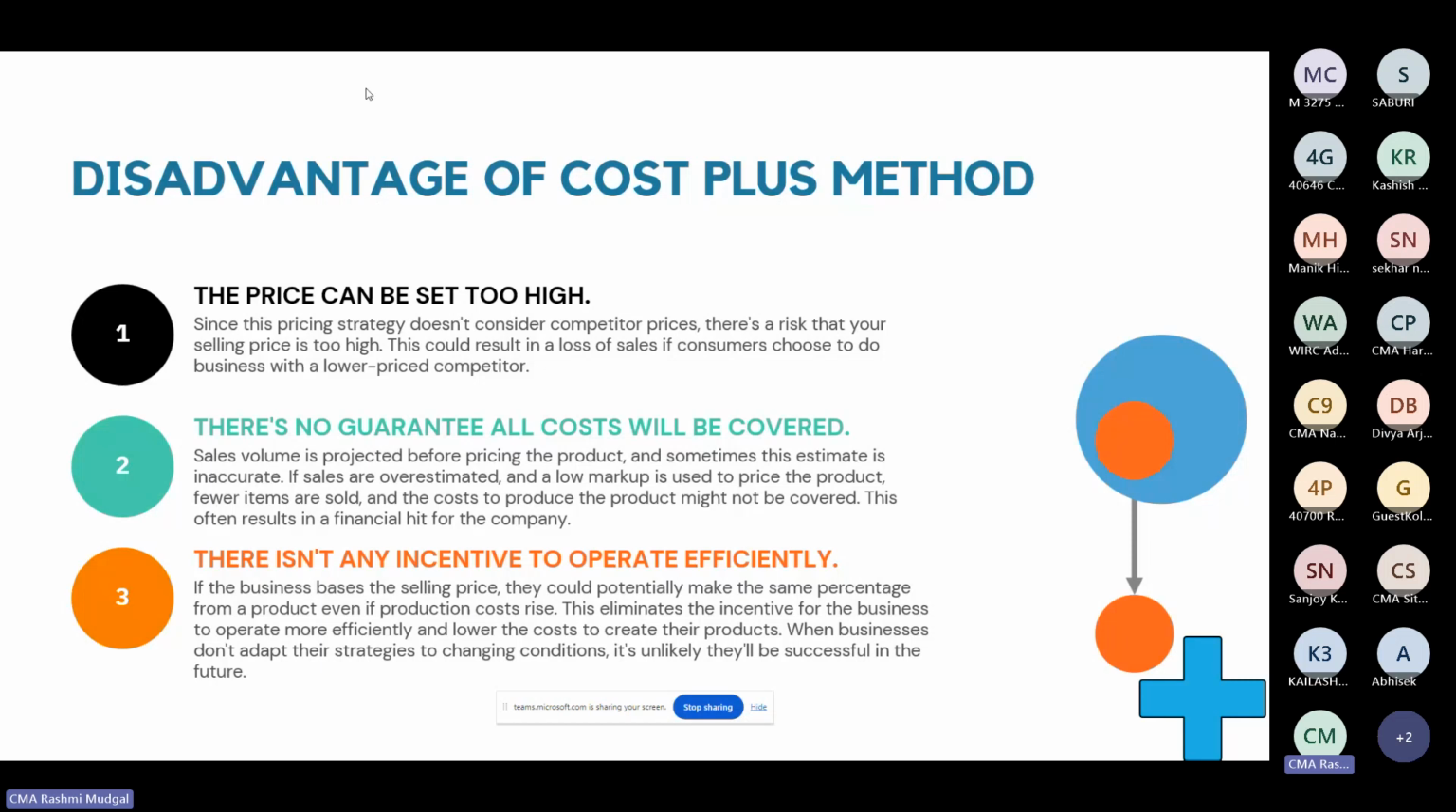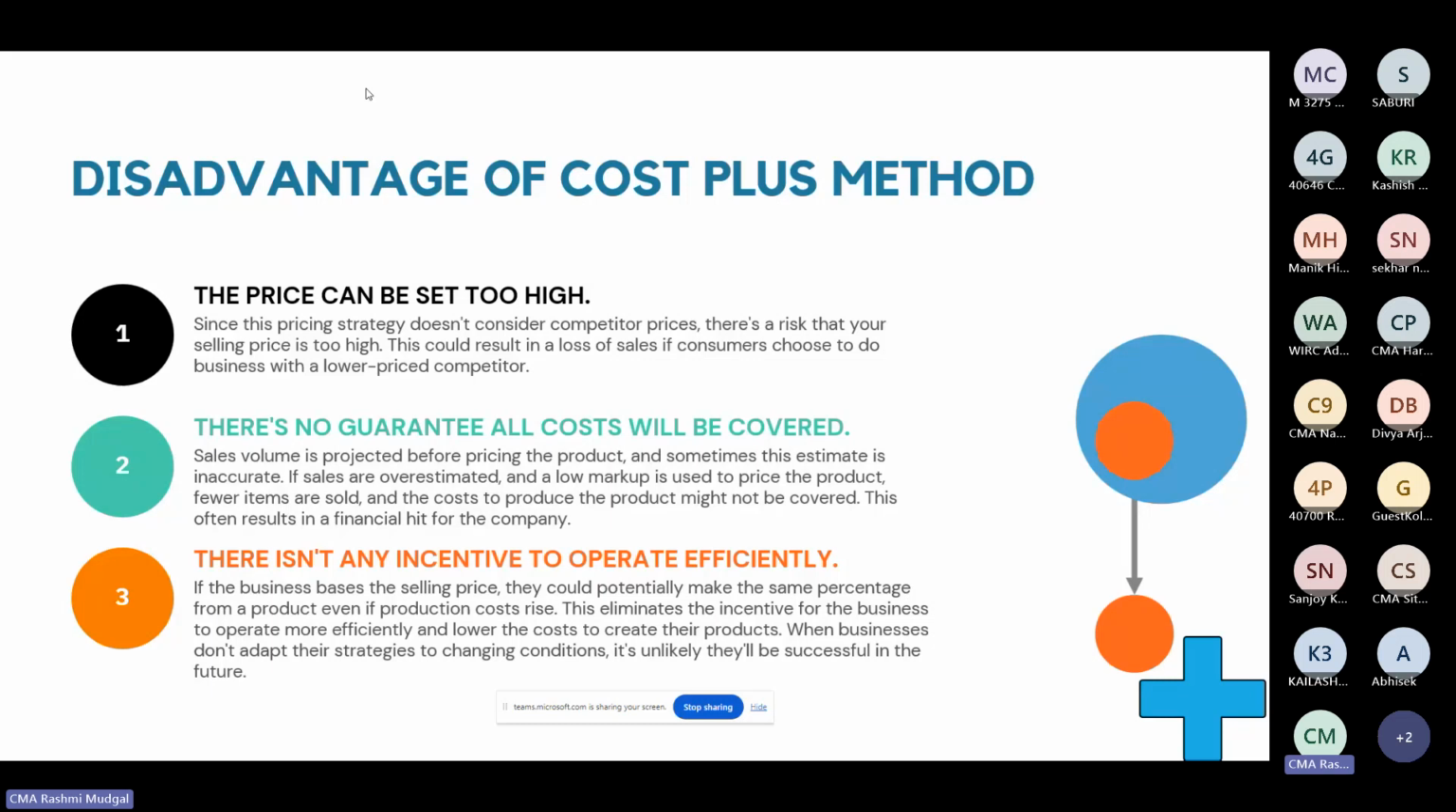There isn't any incentive to operate efficiently. No incentive is there. If the business bases its price on a markup, it could potentially make the same percentage from a product even if production cost rises. This removes the incentive for the business to operate more efficiently and lower the cost of creating its products. When I don't have any incentive to lower the cost of production, why would I do it? I know someone will pay. If I know there is an incentive, a certain profit I can increase, only then will I put in effort to get the cost of production low.